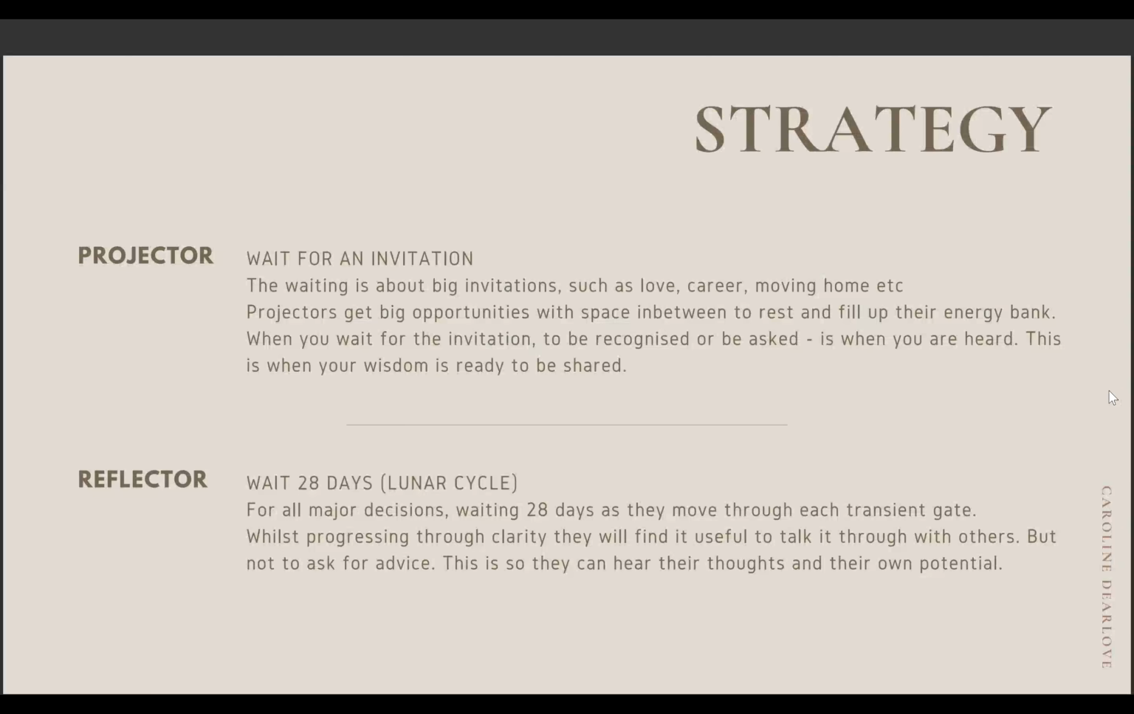Reflectors, waiting the 28 days. So for all major decisions, waiting 28 days as you move through each transient gate. So whilst progressing through clarity, you will find it useful to talk through with others, but you're not asking for advice when you're talking through. This is so you can hear your own thoughts and the potential of these thoughts.